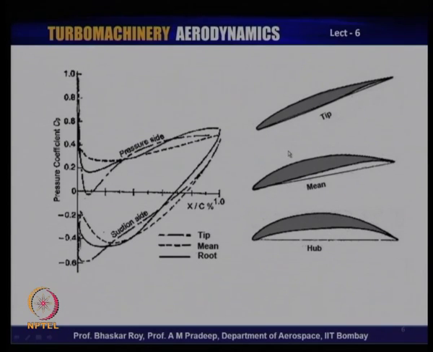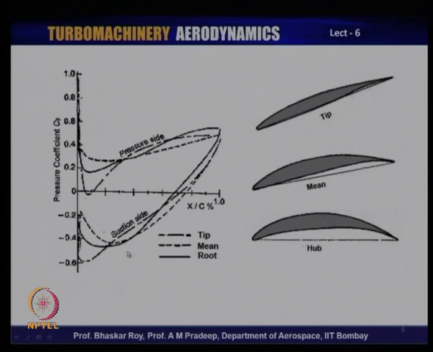If you take the Cp distribution, as you can see here, the root blade has very high camber, the mean blade has a median camber, and the tip blade has very low camber. So, this is what we are talking about, and it stands to reason from fundamental aerodynamics of aerofoils that they would have different Cp's over these blade sections. Now, that is what is shown here in the Cp diagram. This is the pressure side, and the more curved side is what we normally call the suction side.